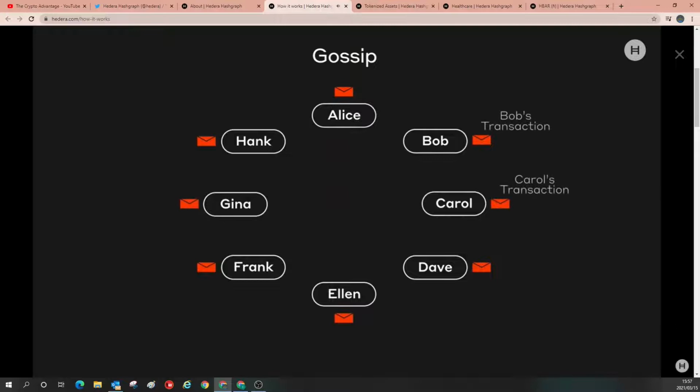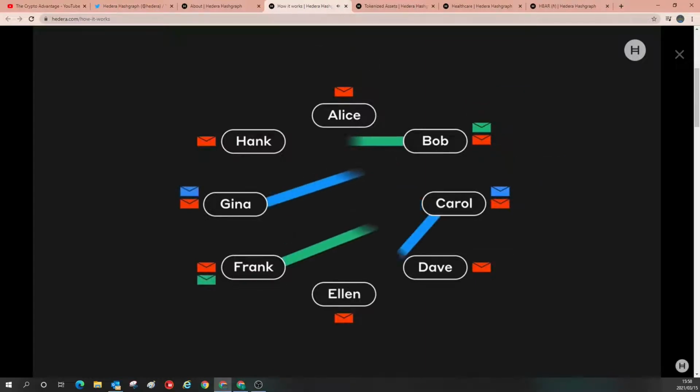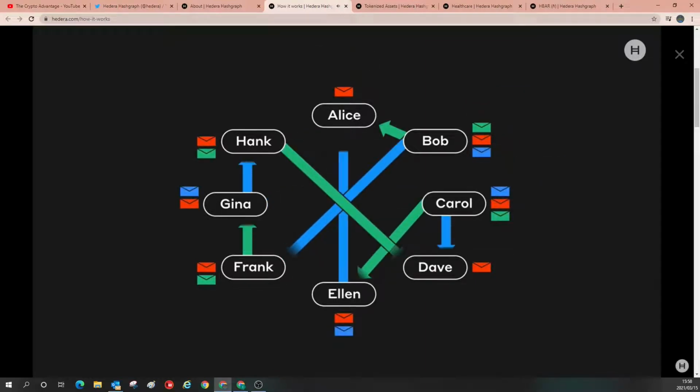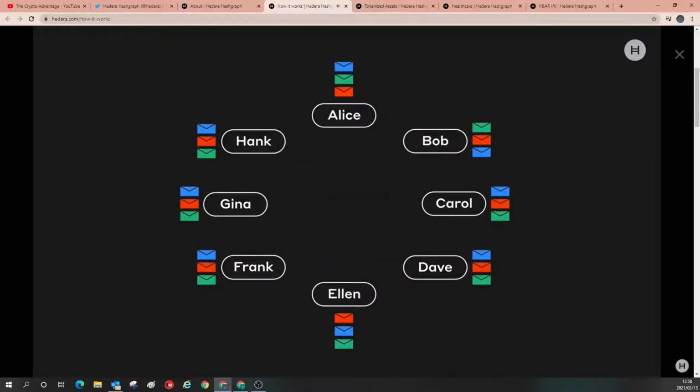Now, what if Bob and Carol have transactions they want to send? Well, they put them inside of messages, which they then send out to random people. So there are 2, then 4, then 8, and it blows up exponentially. But how do we know what time each message reached the world as a whole?